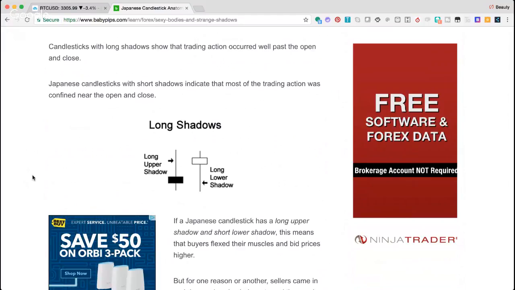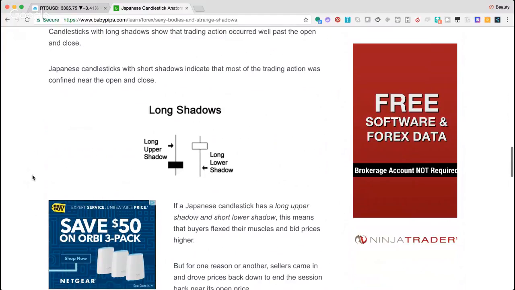Read that again. Candlesticks with long shadows show that trading action occurred well past the open and close. Japanese candlesticks with short shadows indicate that most of the trading action was confined near the open and the close.